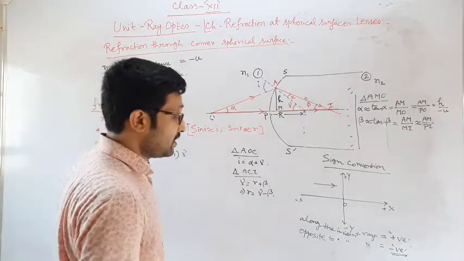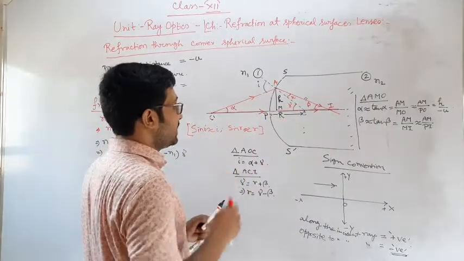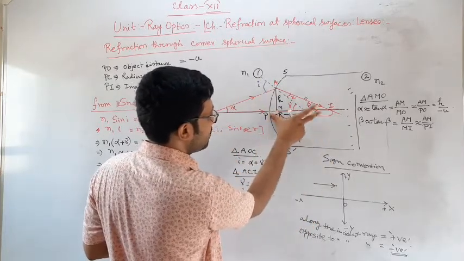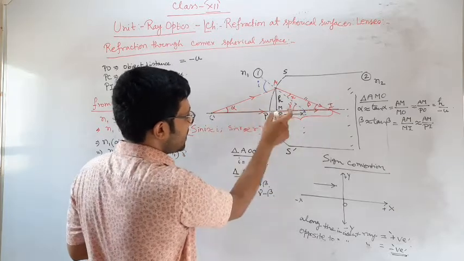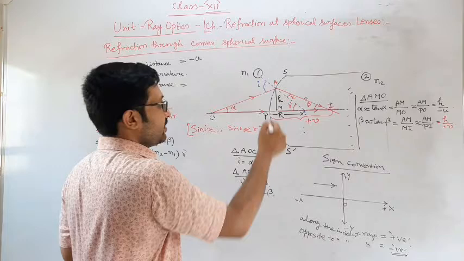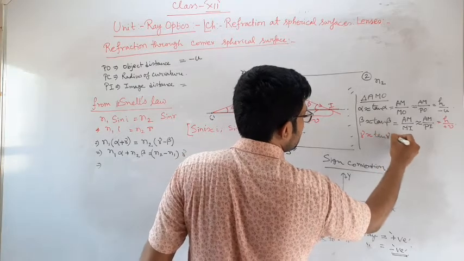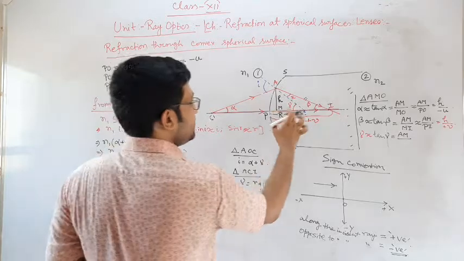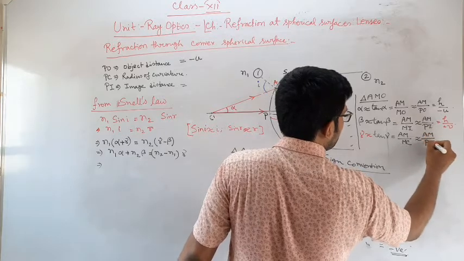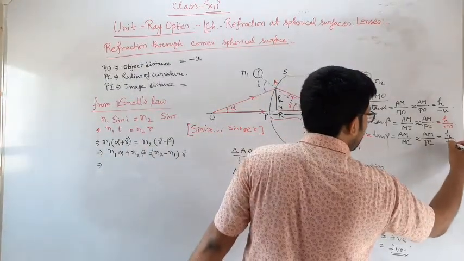But will the image distance be positive or negative? Think. The incident ray is in this direction, and you are measuring the image distance from P to I, along the incident ray. This will be plus V. So here I am writing H divided by plus V. Same way, gamma is equal to tan gamma, which is AM divided by MC. I can write AM divided by PC is equal to H divided by PC, that is R, capital R. So here I am writing plus R.